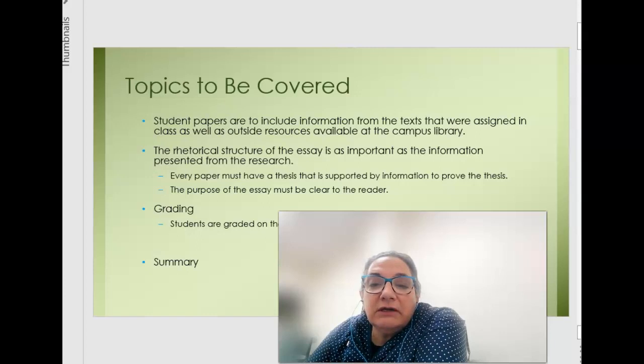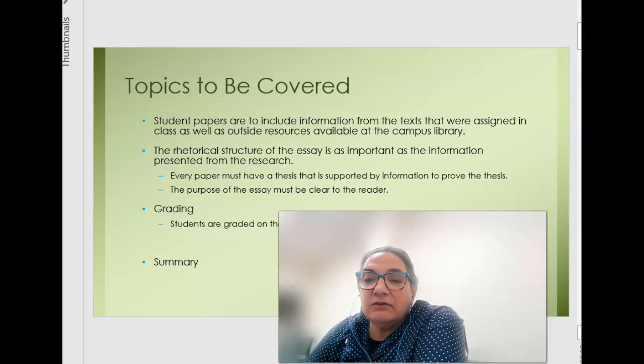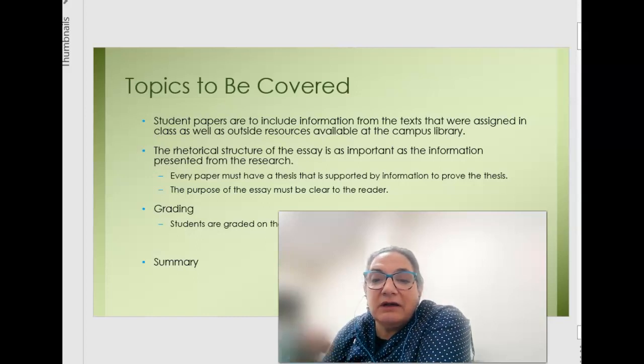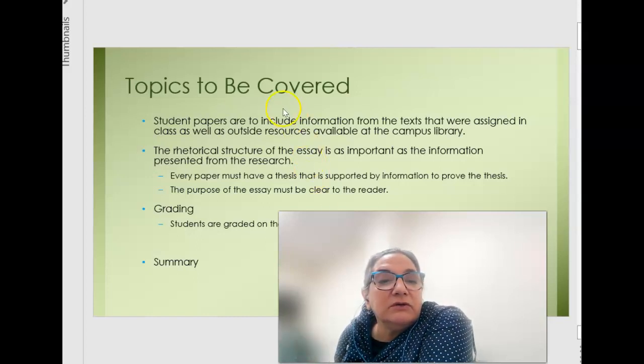So rhetorical design is important in your work. At the end of this lesson, you'll have an acronym to remember what goes in the paper. We'll look at different levels of preparing the paper. Students are expected to collect information on texts that were designed in class as well as outside sources. So these may be available at the library. Your professor may give you the topic, but often you will not be given the topic.